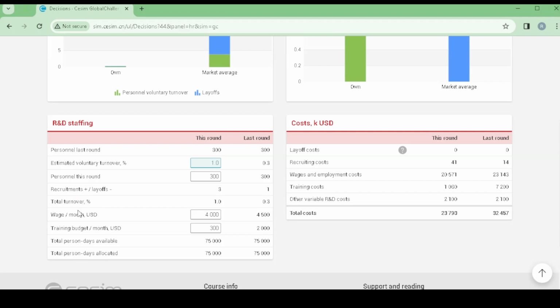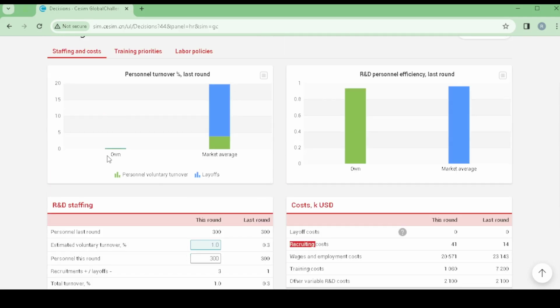Then you have the wage per month. Then you have the training budget per month in USD. Then you have the total person days available and the total person days allocated. On the other side, you have the costs in K USD. So you have the layoff costs, in this round and the last round. You have the recruiting costs, we have the wage and employment costs, we have the training costs, and lastly, we have the other variable R&D costs. So that's it about the staffing and costs.